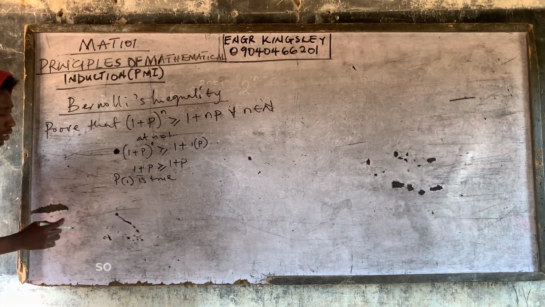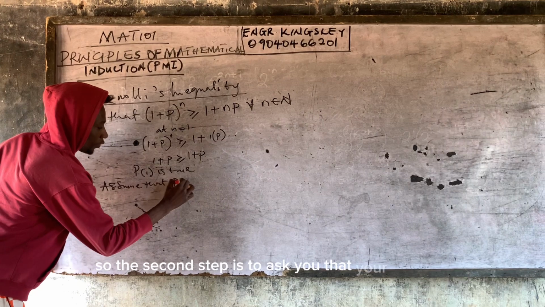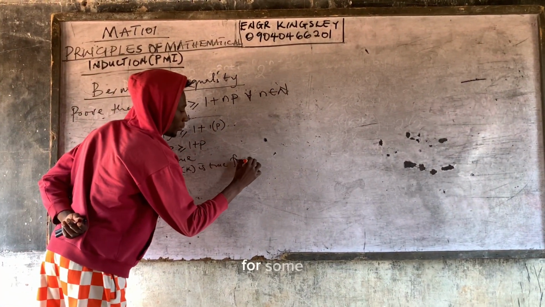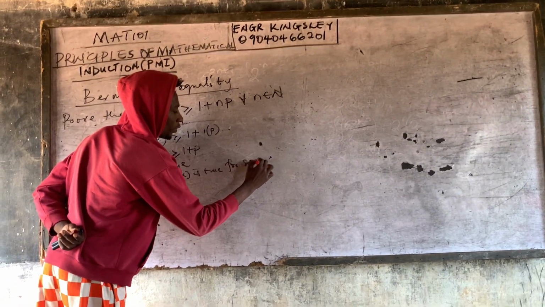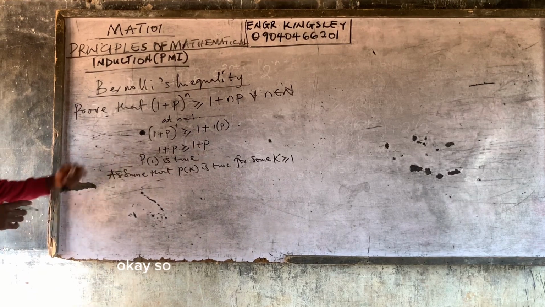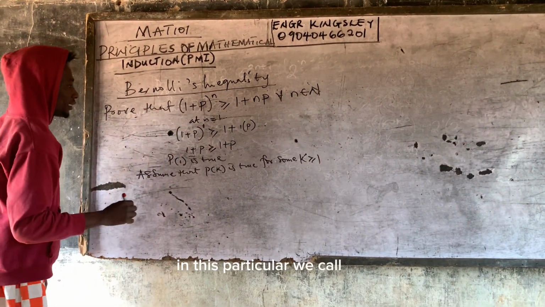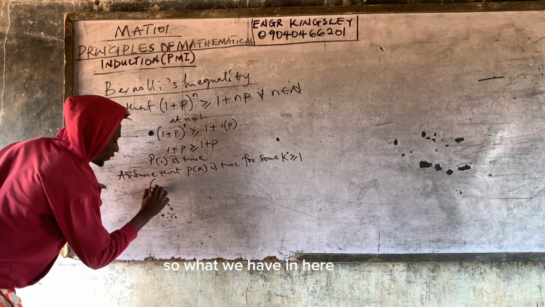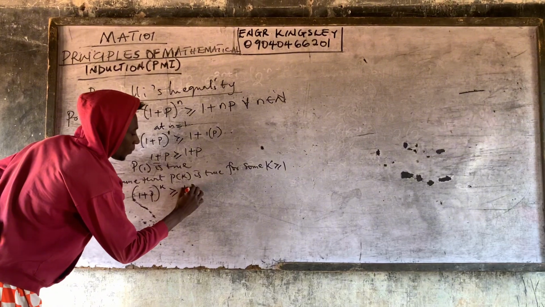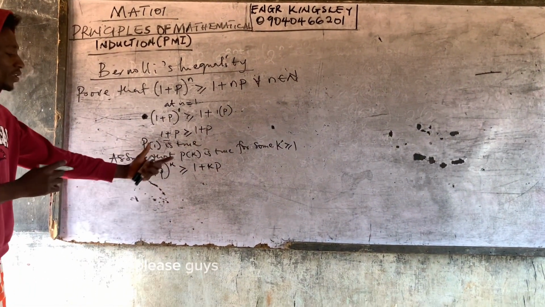So the second step is to assume that P of k is true for some k greater than or equal to 1. What it means is anywhere we see n in this practice problem, we call it k. So what we'll be having here is (1 + p) raised to the power k is greater than or equal to 1 + kp. Okay, this is the assumption statement.